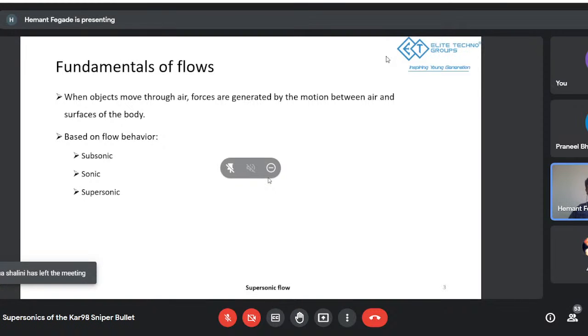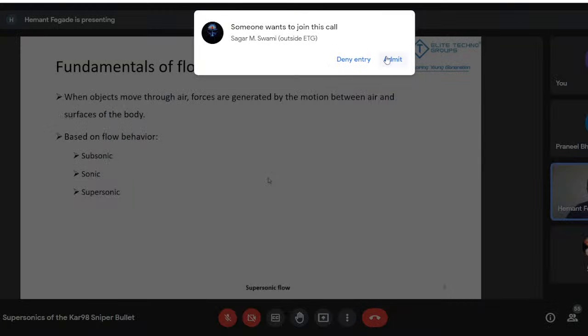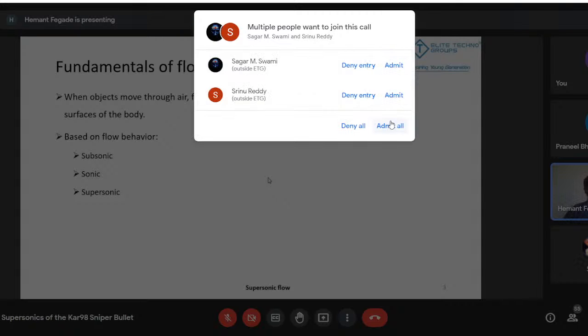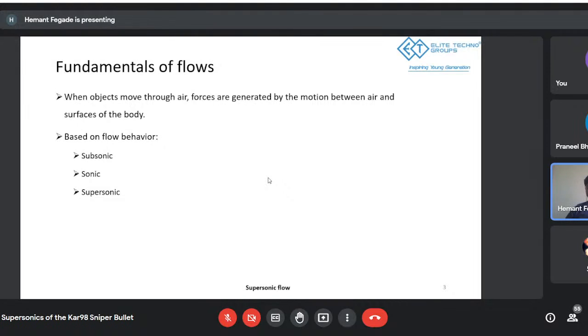Okay, so the basic difference, for those who don't know: subsonic is basically you are moving at a lesser speed than the speed of sound. Sonic means you are moving with a speed equal to the speed of sound. Supersonic means you are going above the speed of sound. That's the basic and very generic description.